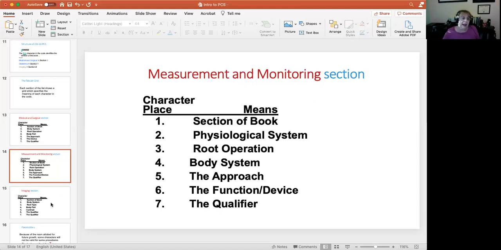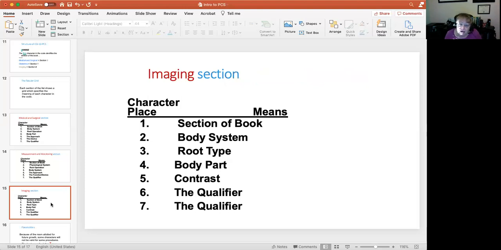Okay. And coming up on the rails in the imaging section, we have character 1, the section of the book, character 2, body system, 3, root type, because that's not going to be an operation, a verb. It's going to be what type of imaging. Is it an X-ray? Is it an MRI? Is it a CT scan? Is it fluoroscopy? Is it a PET scan? What type? Okay. 4, body part. 5, was contrast used or not? 6 and 7 are both qualifiers. And that will depend, of course, on what else is happening.